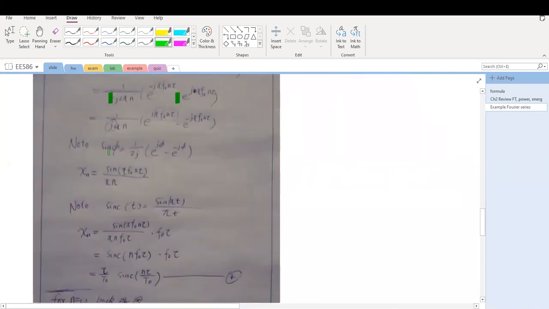Next, we want to use Euler's formula. Sine phi equals 1 over 2j times (e to the power j phi minus e to the power minus j phi).